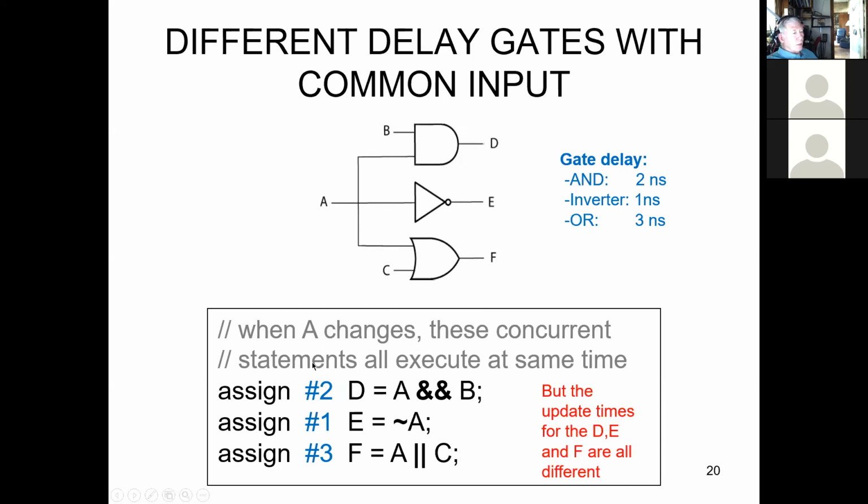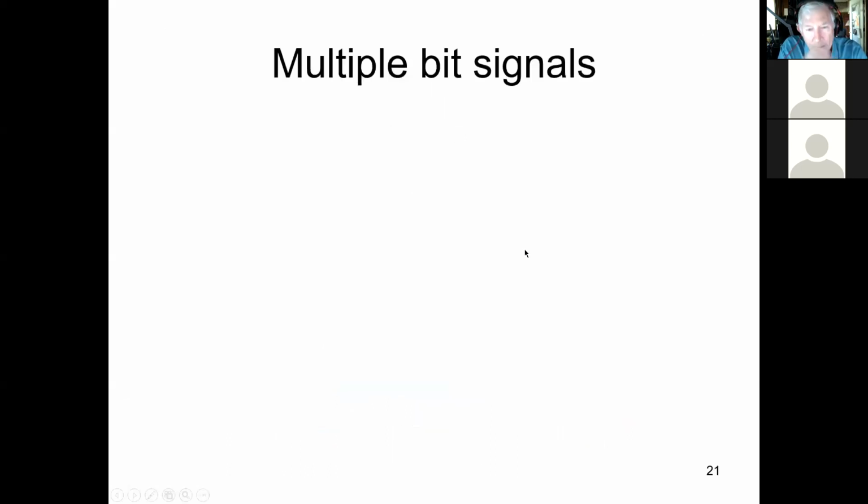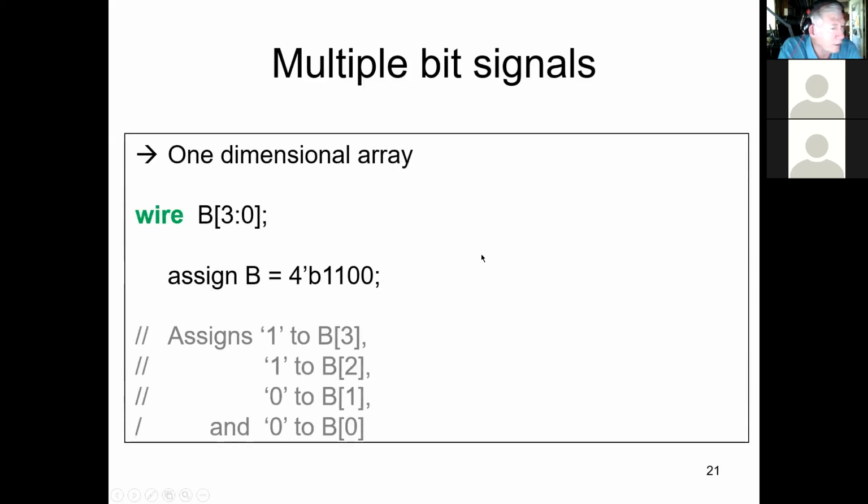Note, however, if A changes, then all these statements are going to execute because A is an input to all of them, so on the right-hand side, every single one. But the update times for D, E, and F are all going to be different based on these different propagation delays, these inertial propagation delays or inertial delays, whichever you want to call them. Okay, let's just say a little bit about multiple bit signals, and then I'll probably quit for today.